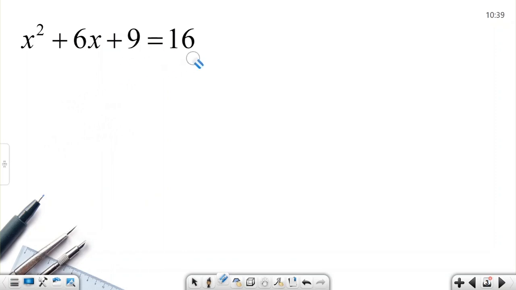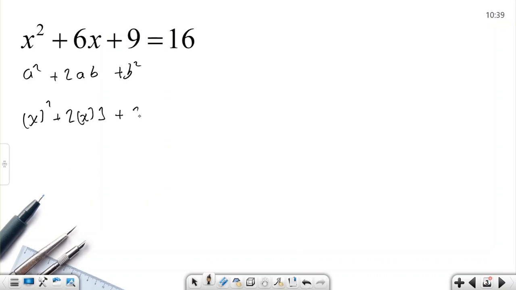What can we do? We will check if it's a perfect squared expression or not. What was the rule? Remember it: a squared plus 2 times a times b plus b squared. Instead of a, we have x here. x squared plus 2 times x times b. 2 times b must be 6, so b is 3. Then plus 3 squared. Is that 9? Yes, so that's actually a perfect square equals 16. Why? It's x plus 3 squared equals 16.